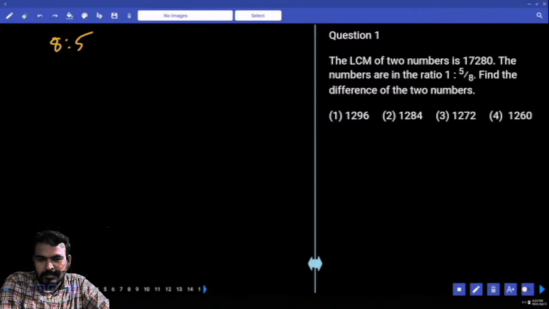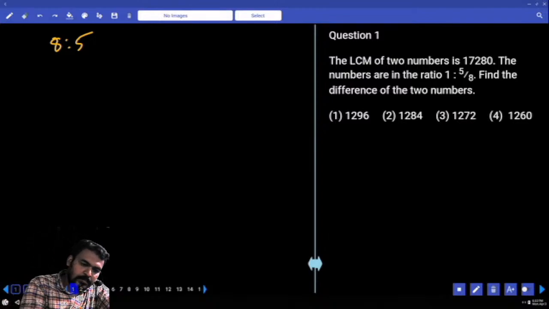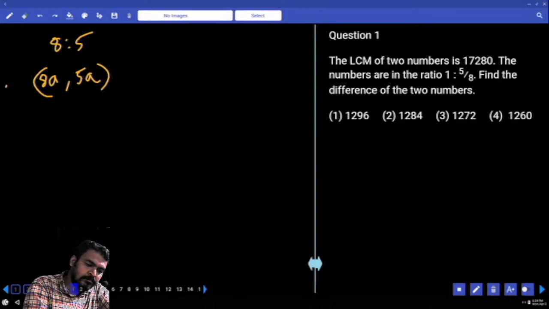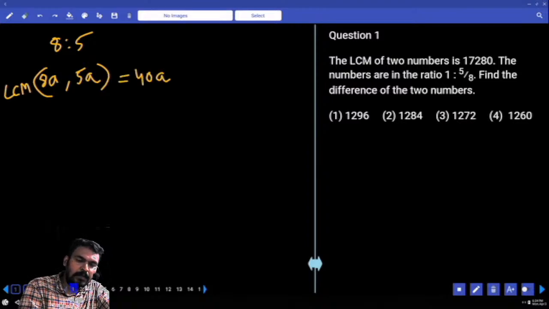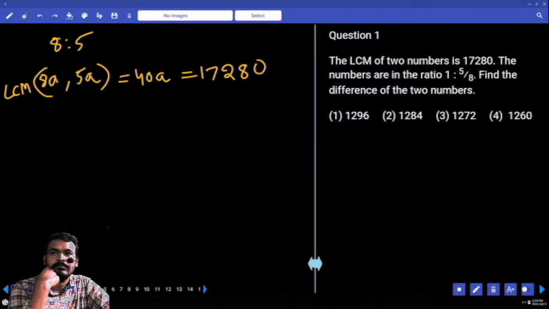First option is a 3 multiple. Is the second option also a multiple, or not? Next, suppose the first number we consider is 80A, the second number 5A. First number 80A, second number 5A. What is the LCM? 40A, or not? That is equal to how much? 17280, or not?